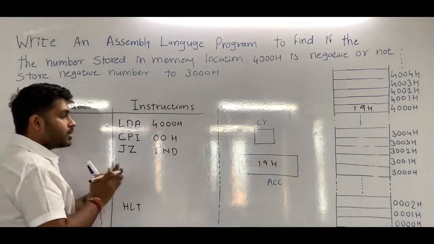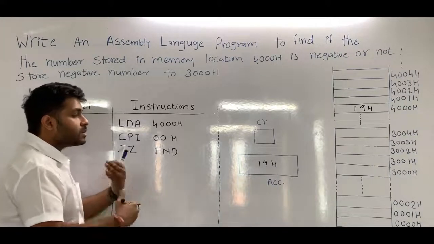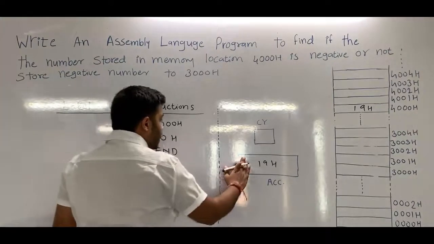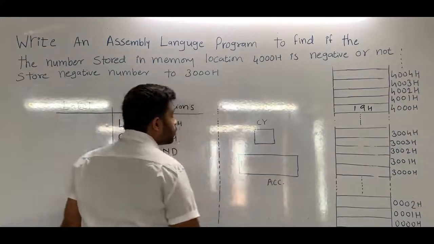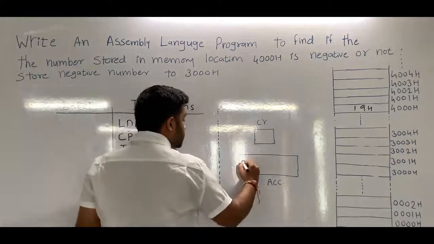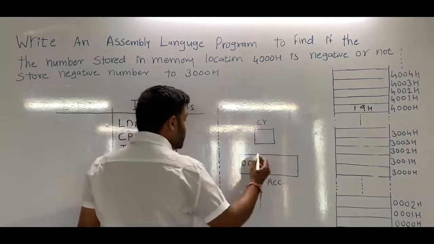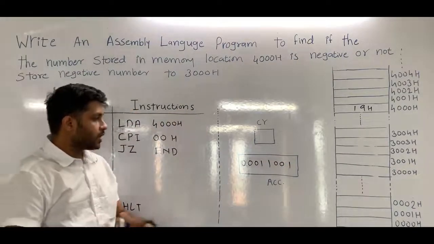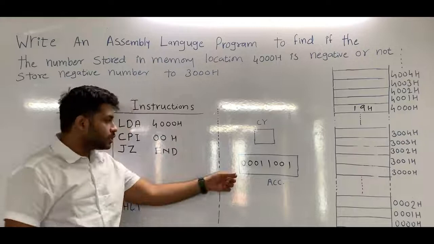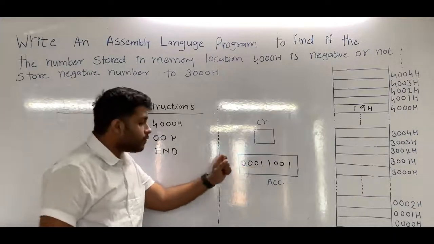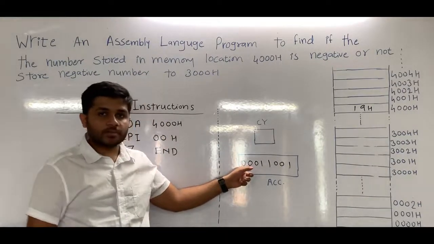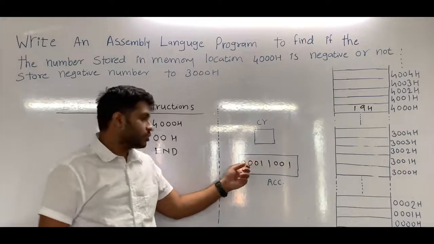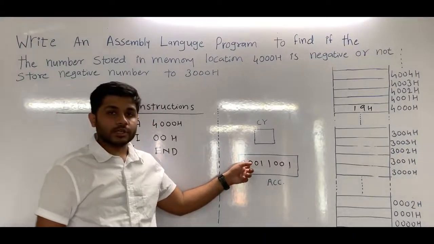So to check whether the number is negative or positive, we will perform some operation on the accumulator. Before doing that, let's represent this number in binary. So 1 means 0001, 9 means 1001. Now how to know if the number is negative or positive? We have to check the MSB. If the value of the MSB is 0, it means the number is positive. If the value of the MSB is 1, it means it is negative. So right now the number is positive.